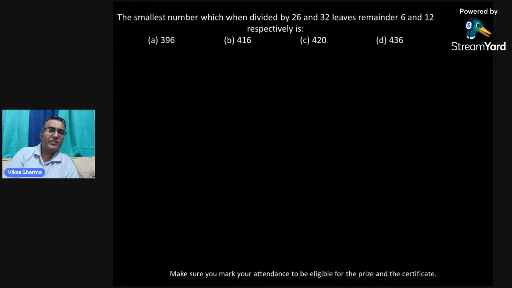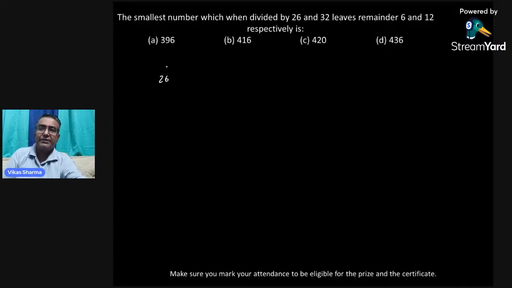Then we are going to think about what to do with the 6 and 12, right? So can you tell me what is the LCM of 26 and 32? Very simple. This question is from the fundamental theorem of arithmetic, which says that whenever you need to find the LCM or the HCF of any two numbers, all you have to do is prime factorize those numbers, and then we can find the LCM and the HCF.